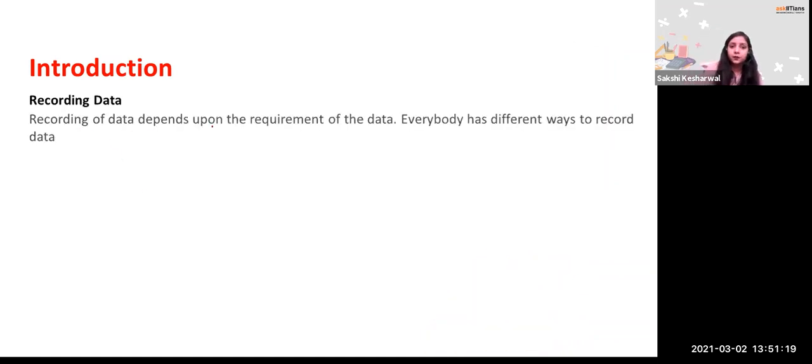The recording of the data depends upon the requirement of the data, right? Everybody has a different way to record data. Collecting data is just one thing, but you have to keep a proper record.